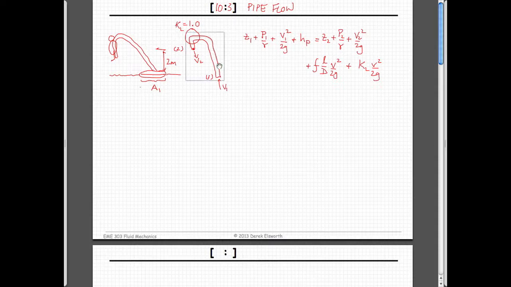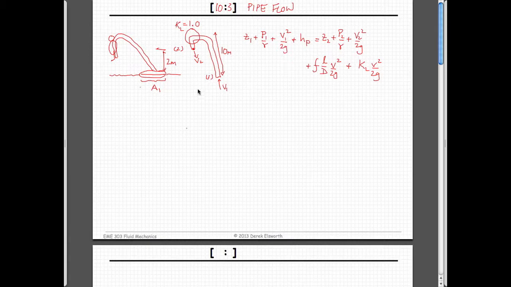We have a length of pipe. Of course, the length would be the whole length from point 1 to point 2, which I can't draw very well. And I pulled out some numbers, which we can use. Let's use 10 meters. That's 30 feet. Actually, it was almost that long.